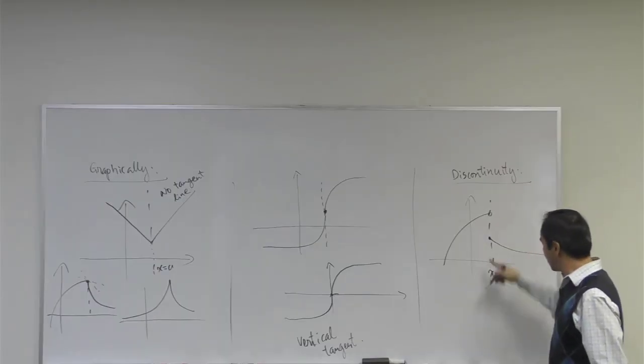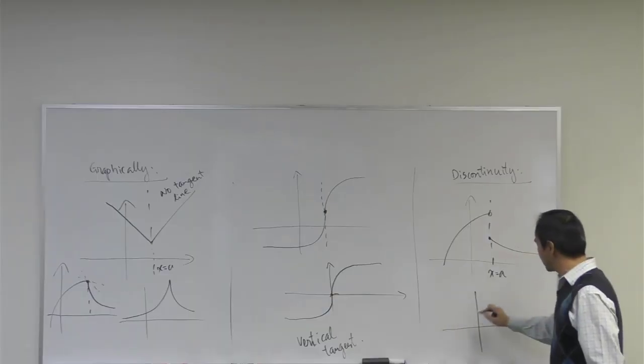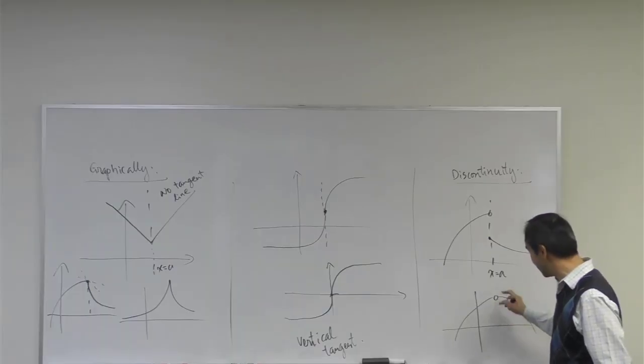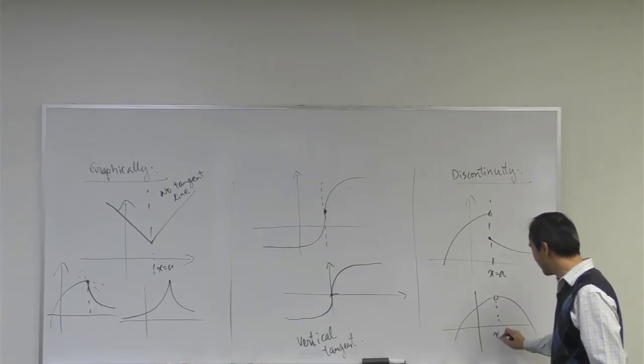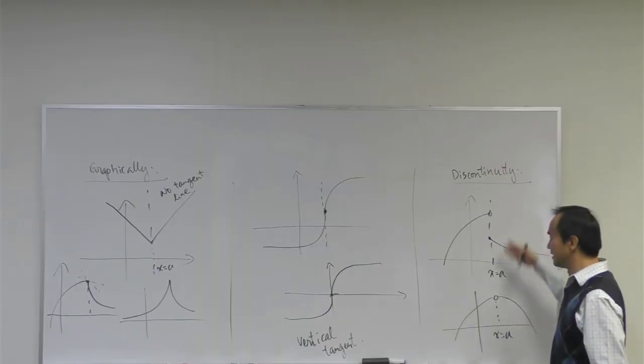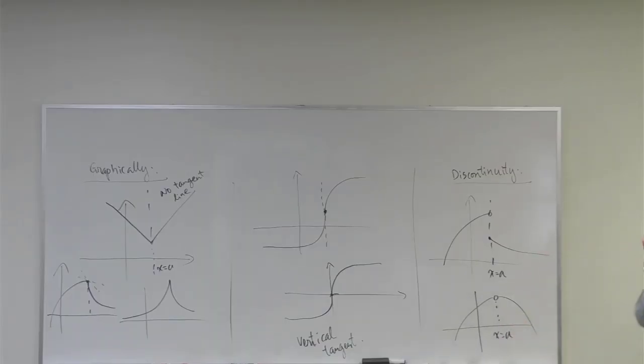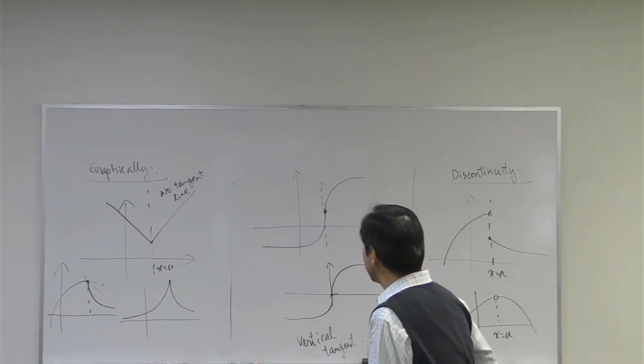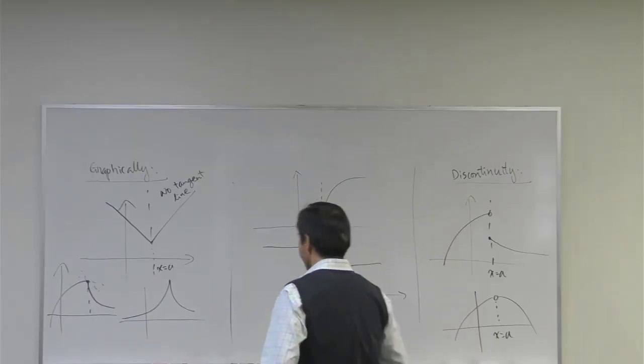Or, the discontinuity could have also happened like this. You've got two pieces going to the same limit, but it leaves out that hole right there. See what I'm saying? That's another example of discontinuity. So these are all quick graphical cases where, once you're looking at the graph, you can tell that the function fails to be differentiable, or is not differentiable, at those points x equals a.